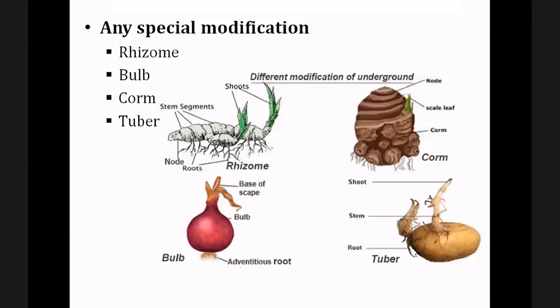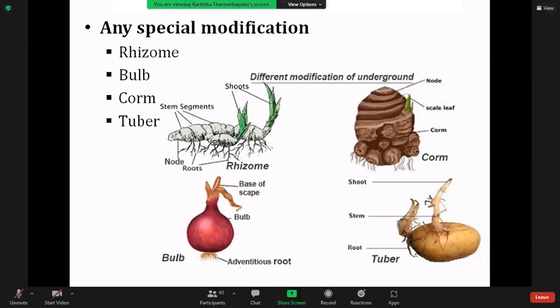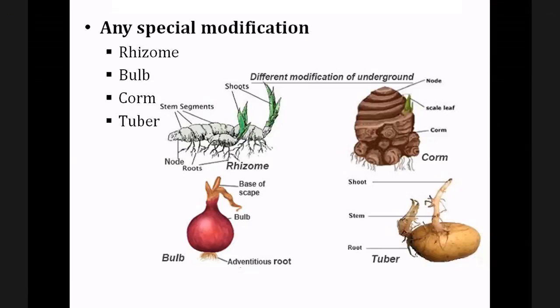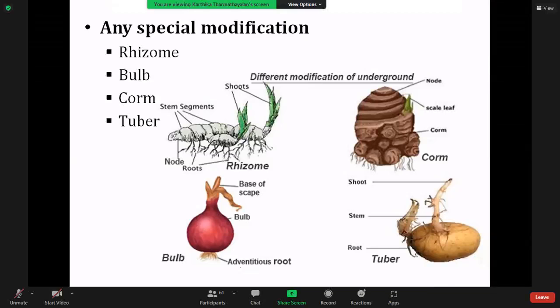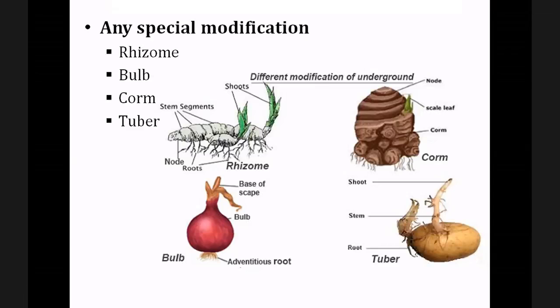Rhizome is a modified stem. It is an underground stem, and they grow horizontally under the ground, and they have nodes and internodes. The ideal examples are ginger, turmeric, alocasia. Those are the examples of rhizome. The underground stem modification that grows horizontally, we call it a rhizome.